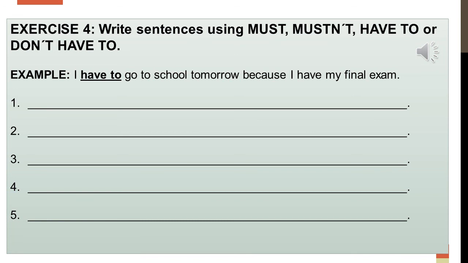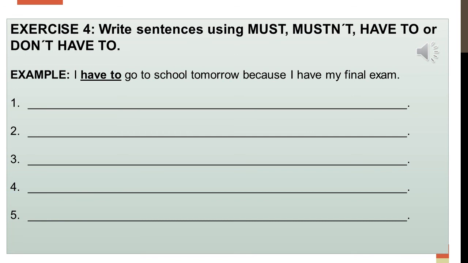Exercise number 4. Write sentences using must, mustn't, have to, or don't have to. For example, I have to go to school tomorrow because I have my final exam. Yo tengo que ir a la escuela mañana porque tengo mi examen final. Okay? In this case, it's an external obligation that comes from the school because I have to take a final exam. Right now, you have to write 5 sentences, okay, using must, mustn't, have to, or don't have to.